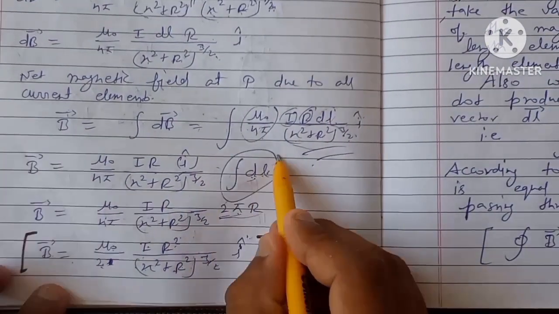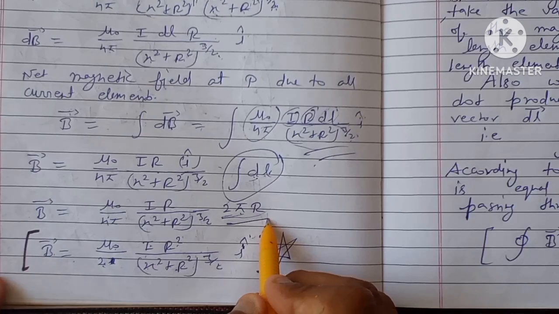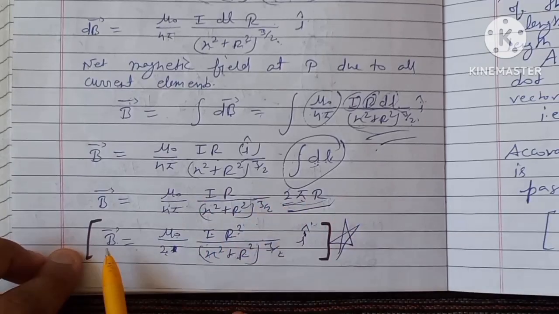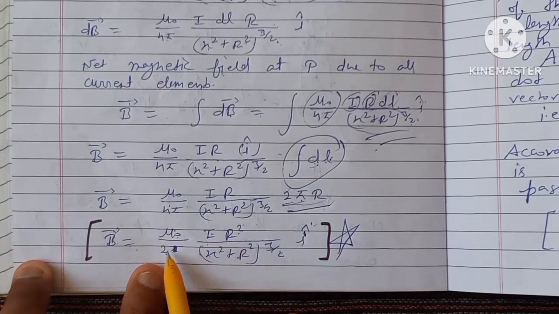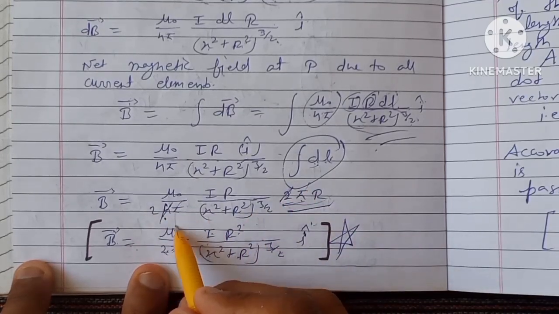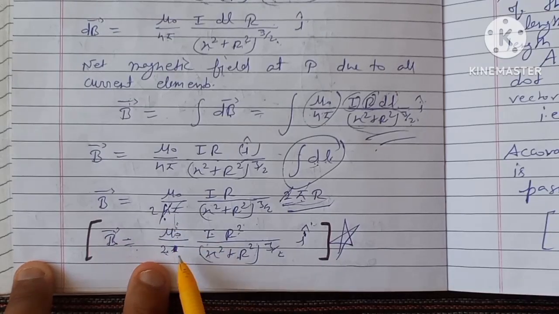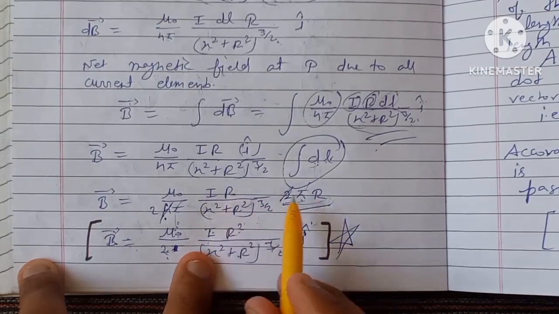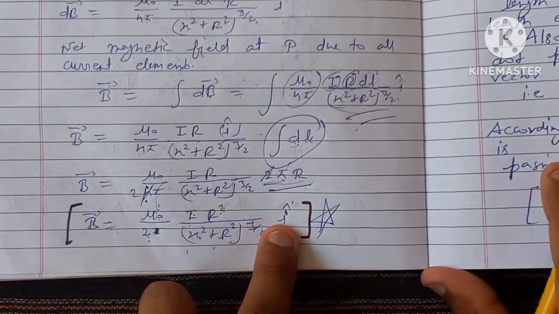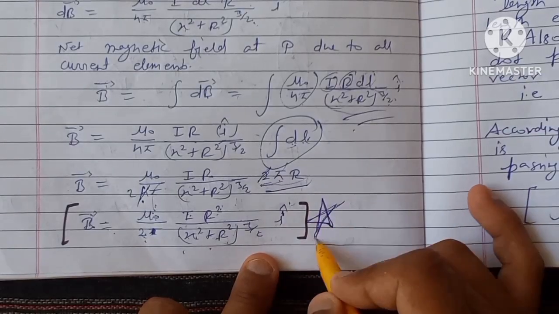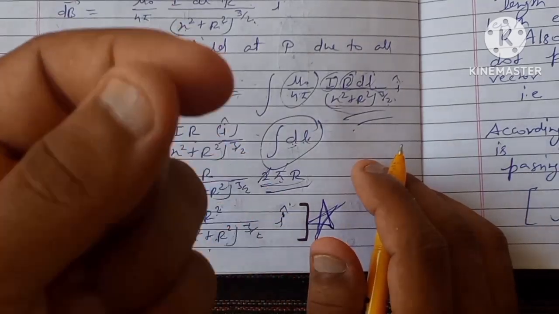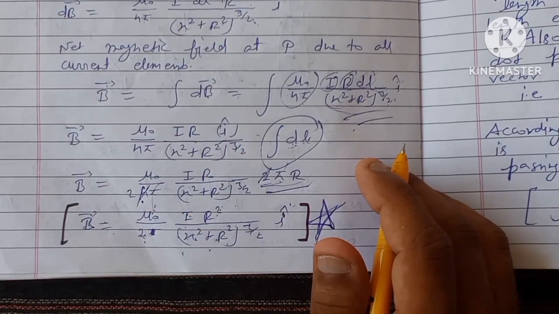So the value of this integration is nothing but 2 pi capital R. Now if I rearrange these terms, I will get B vector is equal to mu naught divided by 2, because here 2 and 4 have cancelled and pi gets cancelled out. So you will get B vector is equal to mu naught divided by 2, I R square divided by x square plus R square to the whole power 3 by 2, in I cap direction. So this is my final expression of the magnetic field due to a circular current carrying wire at the axis.